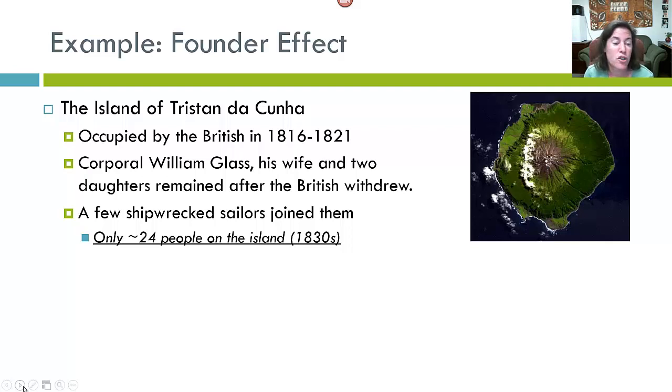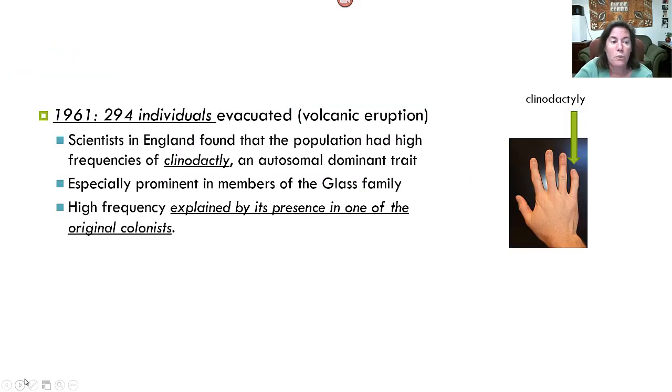Over time, a few shipwrecked sailors joined them. Overall, there were less than 24 people on the island by the 1830s. Okay, so the original founding population was 24 individuals, many of which were related. In 1961, 294 individuals needed to be evacuated from that island due to a nearby volcanic eruption. So in 1830, there were 24. In 1961, 130 years later, there were 294. That's a big population increase, right?